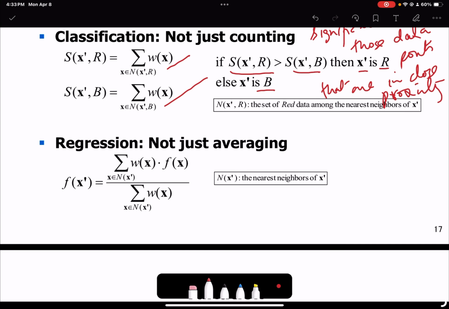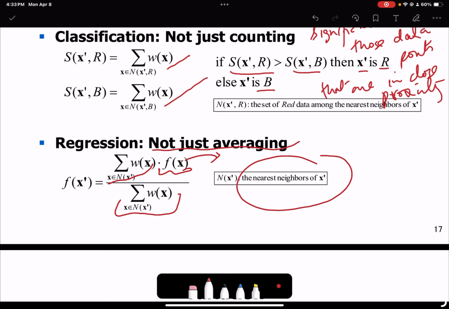In case of regression, we are going to consider not just the averaging, rather we are going to assign the weights, the total weights of all the nearest neighbors of x, and then multiply it by your f of x function, which we will define later. And this function is dependent not only on the weight values but also on the nearest neighbors of x.